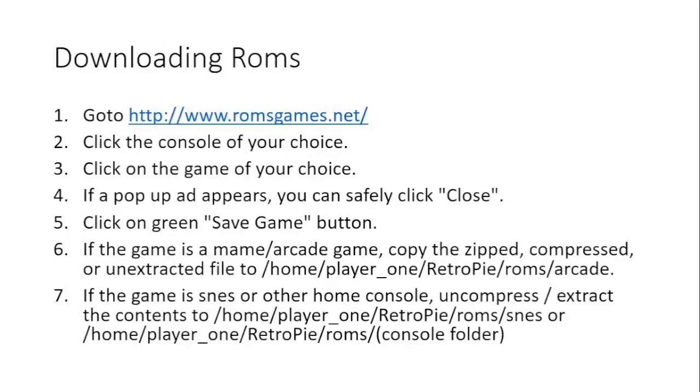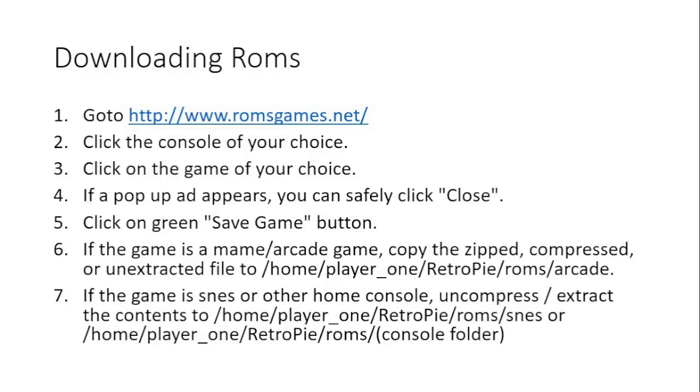Alright, to download ROMs, you just open up your favorite web browser and go to http://www.romsgames.net/. Then you click on the video game console of your choice. Then you click on the game of your choice. If a pop-up ad appears, it seems you can safely click on close. Then you'll look for the green save game button, usually on the right hand side of the screen.